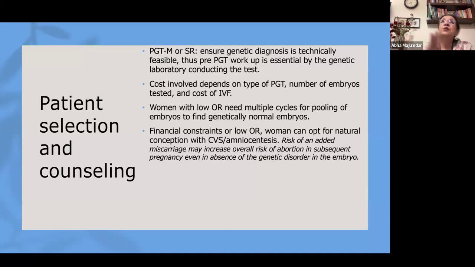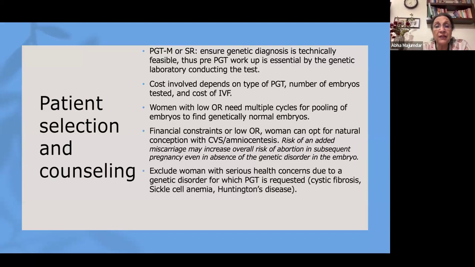It is better not to let the number of abortions go over 3 or 4, because then the uterus becomes more susceptible to abortion, apart from the risk factor which is leading to abortion of the embryo. Another thing we need to consider: if there are financial constraints or low ovarian reserve, please opt for natural conception because that is free of cost. CVS or amniocentesis will cost, but it is a fraction of what IVF and PGT will cost. But just see that the woman has not had too many abortions earlier.